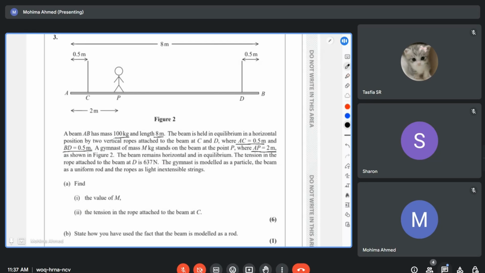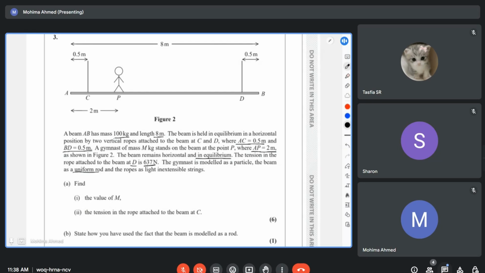Equilibrium means that the sum of clockwise moments should be equal to anti-clockwise moments, right? So the tension in the rope attached to the beam at D is 637 newtons. The gymnast is modeled as a particle and the beam is a uniform rod. Uniform rod means that the mass of the beam is acting from the very center, and the ropes are light and inextensible strings. Light and inextensible strings indicate that tension across the entire length of the rope would be the same. Right? Tension is not going to change, but the entire length of the rope is being used to hold this entire beam AB horizontal.